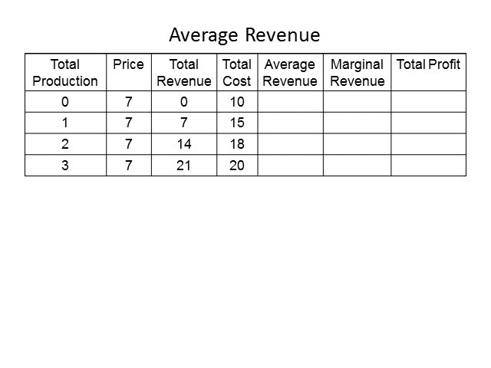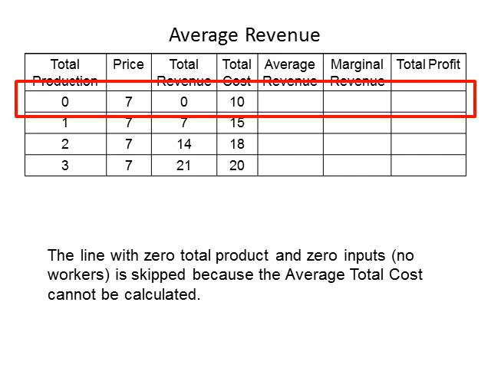Let's look at the process of calculating the average total revenue. Instead of putting the full table on the screen, let's look at the first 4 rows of numbers, starting with the line where the total production is 0. The average total revenue cannot be calculated for the first row because the amount of total production is 0. Dividing any number by 0 is undefined. As a result, enter NA or a dash in the first row of numbers for the average revenue. Let's move on to the next row where the firm produces 1 printer.